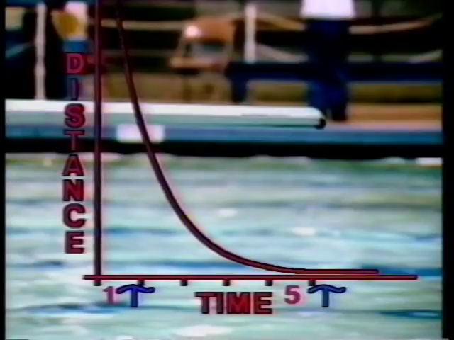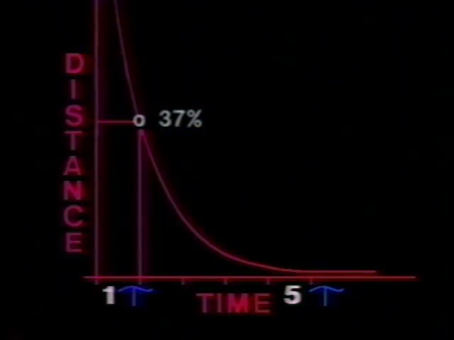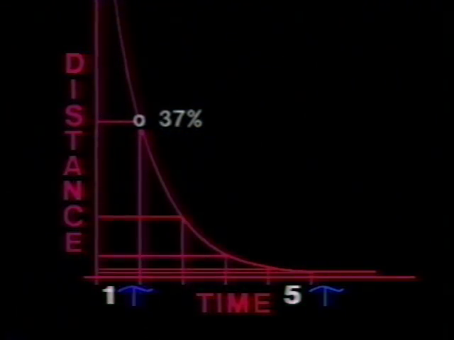Simply find a point on the curve that is 37% of the maximum value. Drop a line straight down to the time axis, and that value is the time constant. If you count over 5 of these time constants, the process has been divided into 5 equal segments of time. After 5 time constants, the process will be 99% complete.